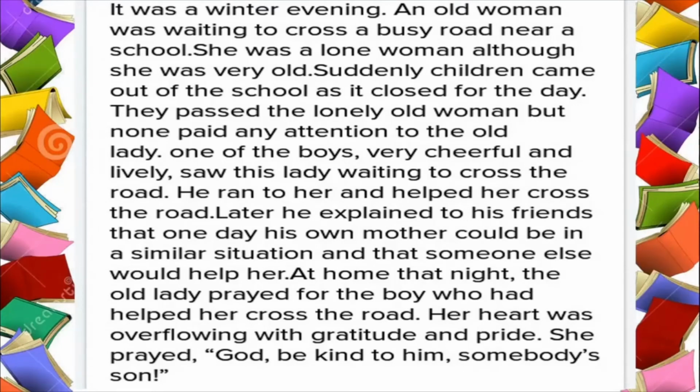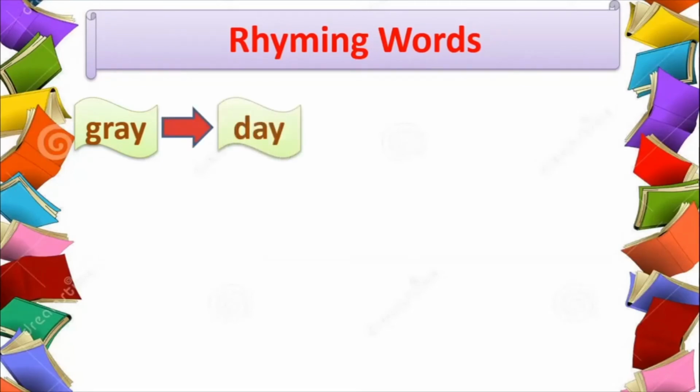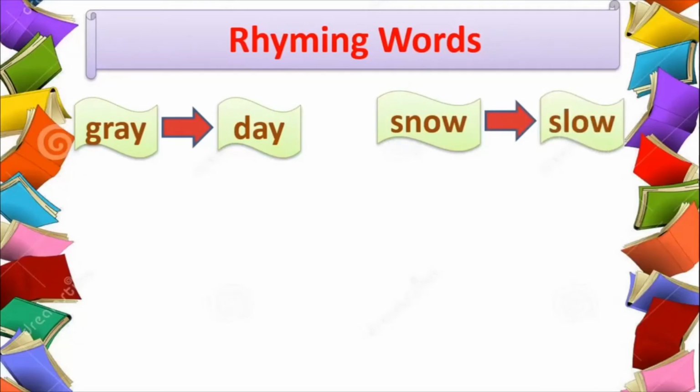Alright children, so that was all about the poem. Let us talk about some exercises in the poem. Now they've asked us to find out the rhyming words in the poem. So we have already done what the meaning of rhyming words are. We know what rhyming words are. So let us go straight to the exercise and let us see what are the rhyming words in the poem. So you have grey, which rhymes with day, snow, which rhymes with slow.